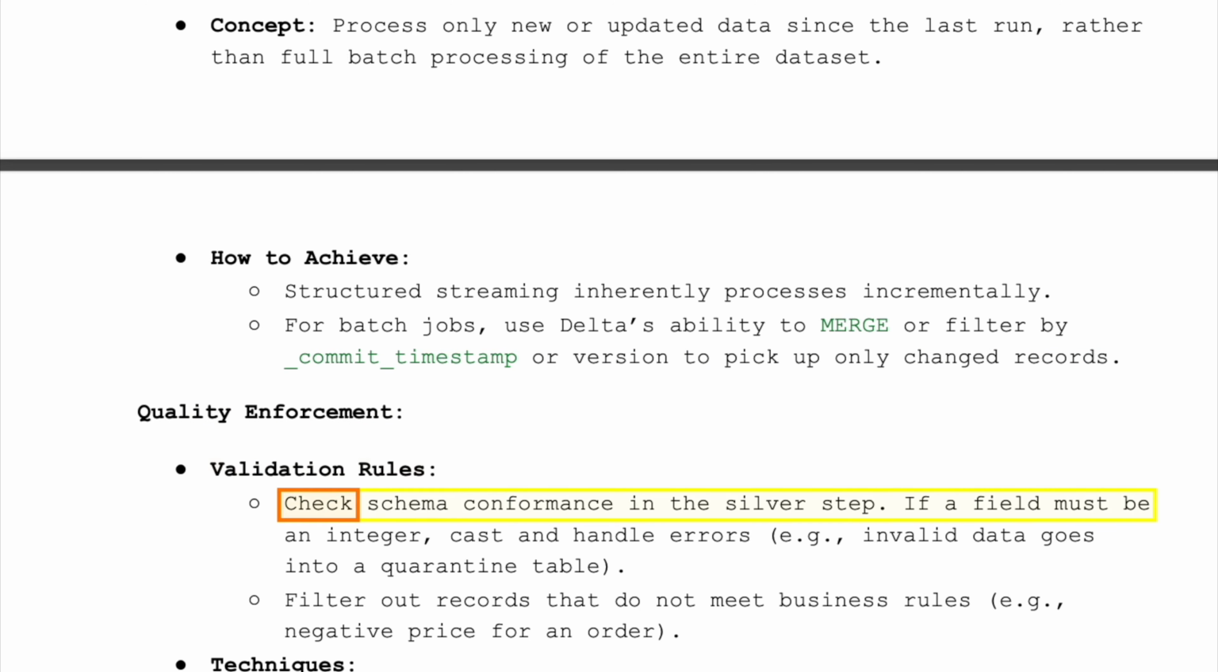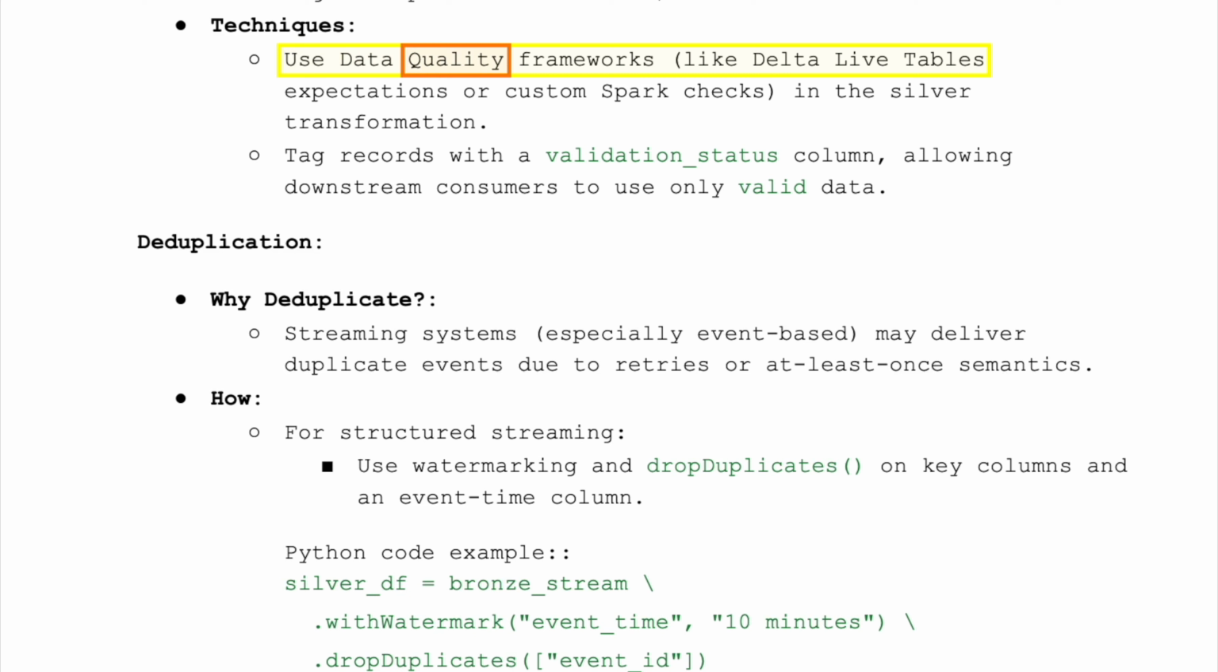Quality enforcement. Validation rules. Check schema conformance in the silver step. If a field must be an integer, cast and handle errors. For example, invalid data goes into a quarantine table. Filter out records that do not meet business rules, for example, negative price for an order. Techniques: use data quality frameworks like Delta Live Tables expectations or custom Spark checks in the silver transformation. Tag records with a validation_status column, allowing downstream consumers to use only valid data.